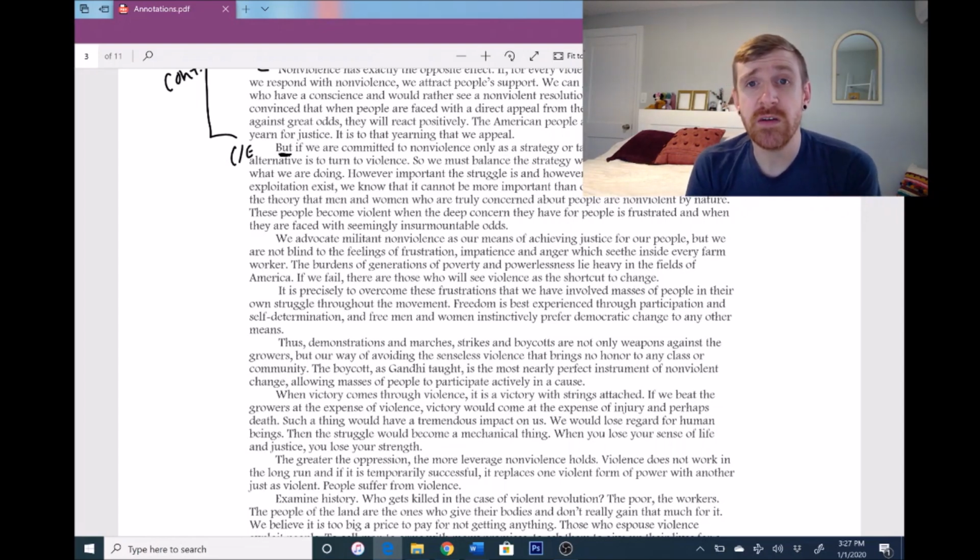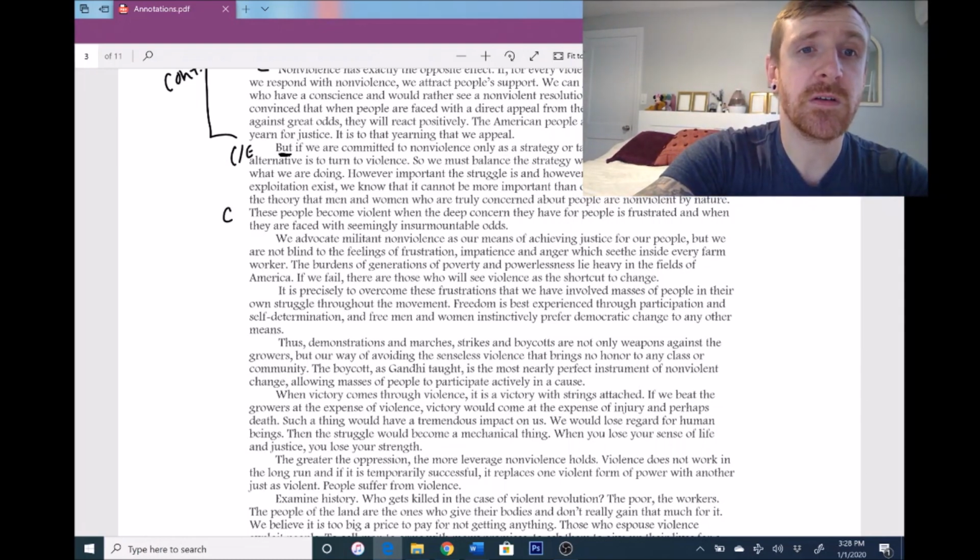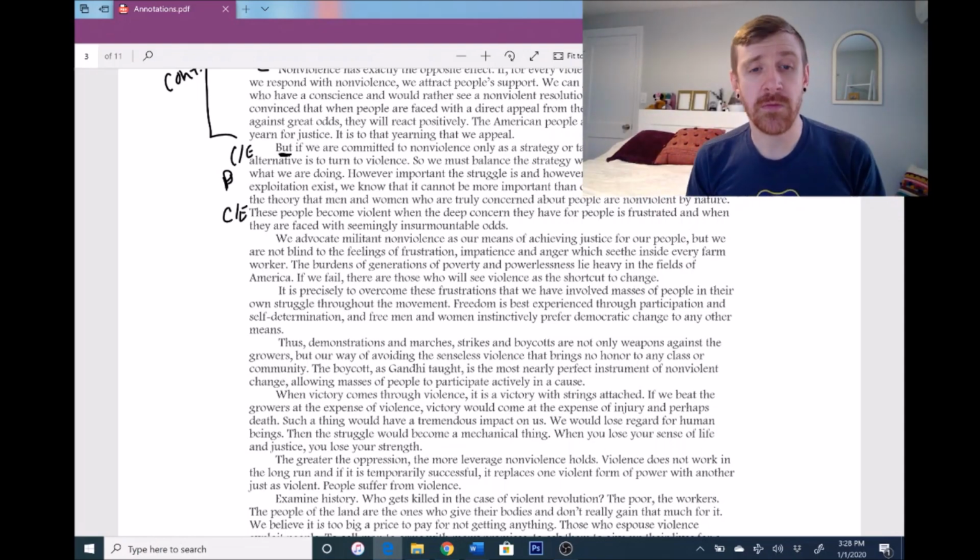However important the struggle is, however much misery, poverty, and exploitation exist, we know that it cannot be more important than one human life. We work on the theory that men and women who are truly concerned about people are non-violent by nature. And these people become violent when the deep concern they have for people is frustrated, when they are faced with seemingly insurmountable odds. So we're going to notice we've got some more cause and effect here. We also are going to label this with a little p, and the reason why is because he is beginning to outline a potential problem.